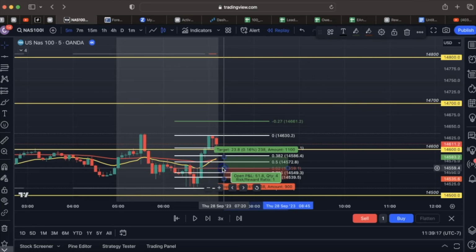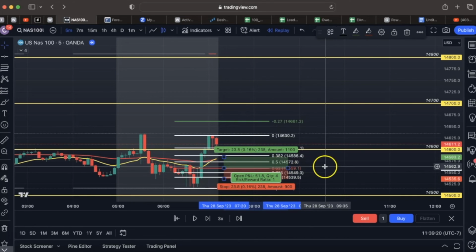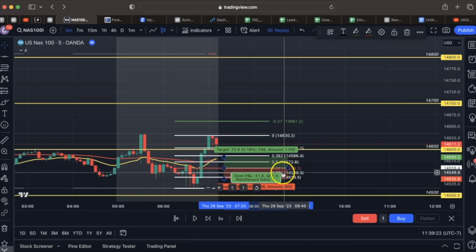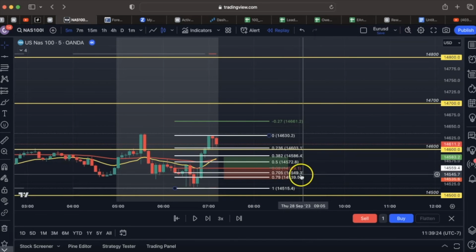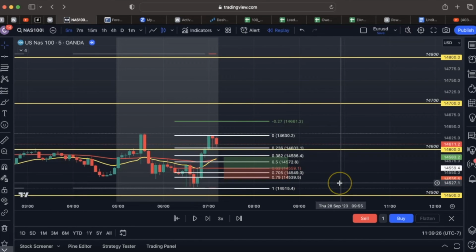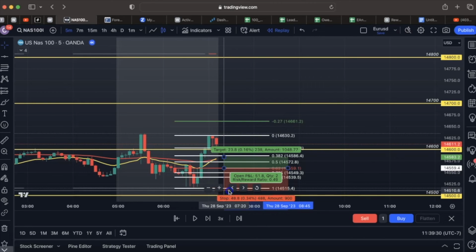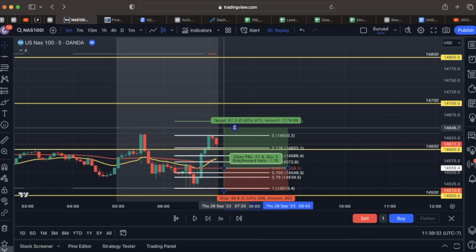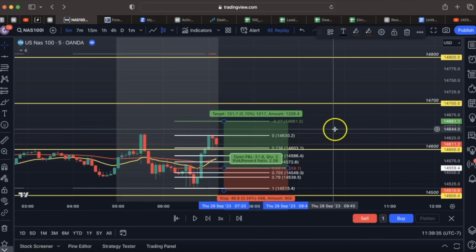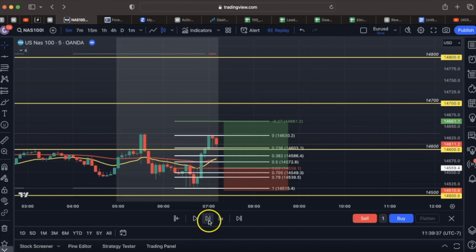And you guys can also have multiple orders. If you want like a buy limit at the 0.62, then a buy limit at the 0.75, then a buy limit at the 0.79. You guys can do that. It's completely up to you. Stops right below the 100% level. Take profit up here at the negative 0.27. Let's play it back.